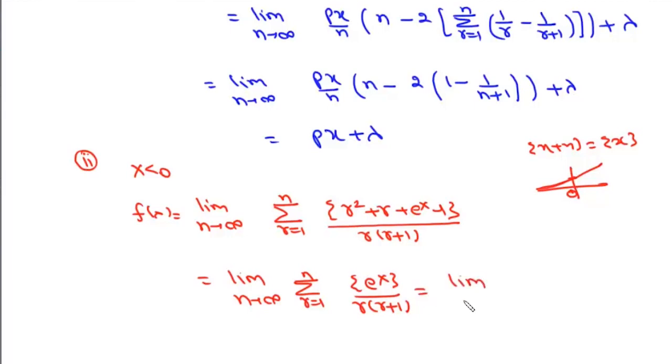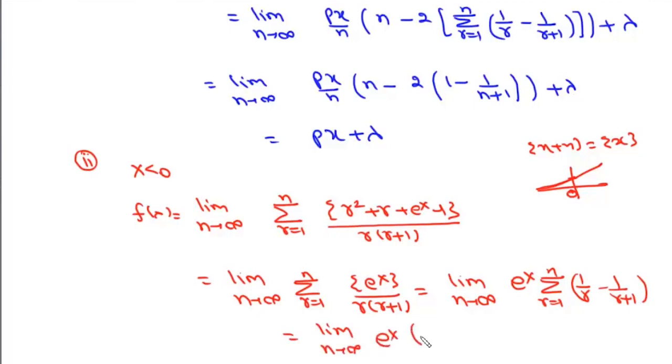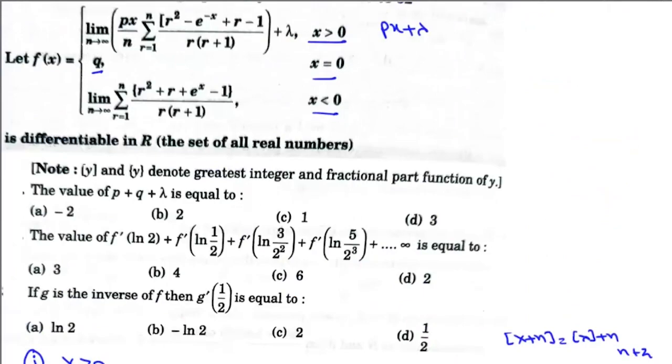So it will be this limit n tends to infinity of e to the power x, and then the summation r varies from 1 to n of 1 upon r minus 1 upon r plus 1, which is the limit n tends to infinity of e to the power x times (1 minus 1 upon n plus 1), which is nothing but e to the power x. So this function will be q when x equals 0, and it will be e to the power x when x is less than 0.